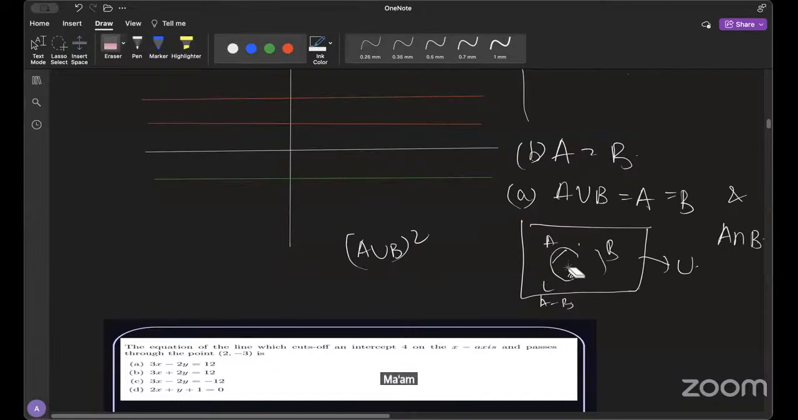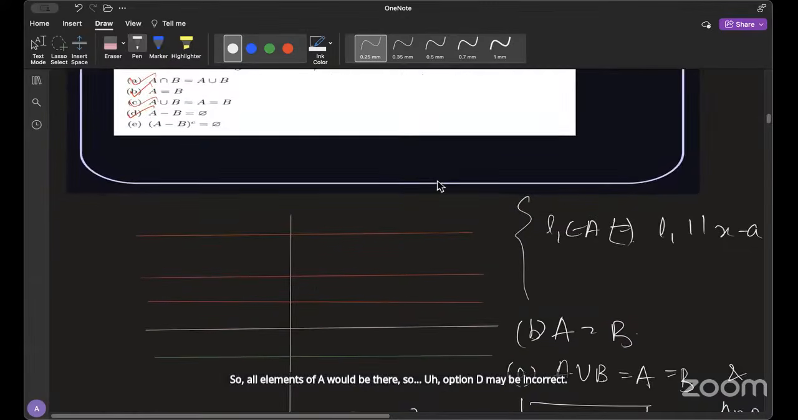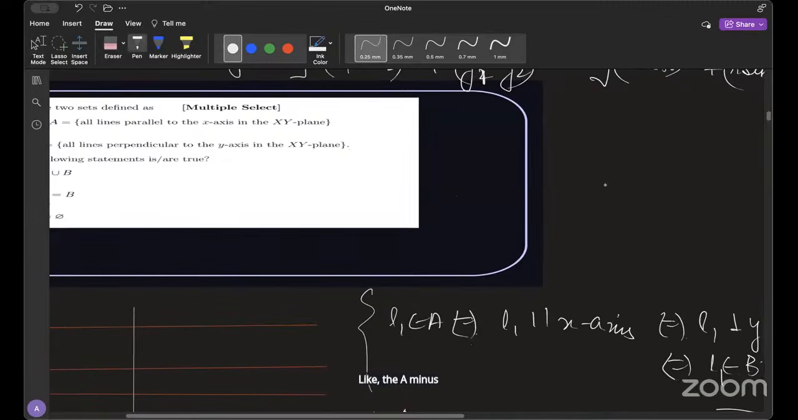Ma'am, one doubt: A minus B implies that the elements are in A but not in B. Yes, that's what it implies, so elements of A would be there. So option D may be incorrect, like the A minus B. Okay, let's see what A minus B means.